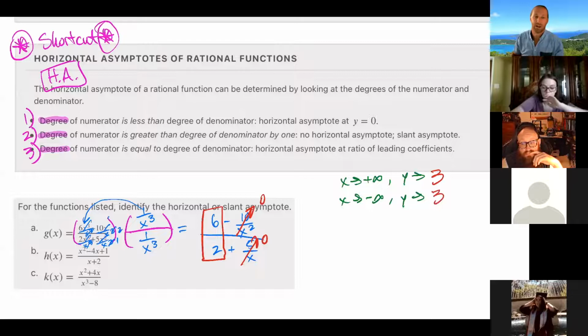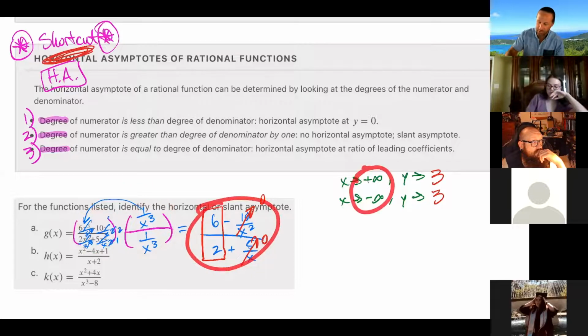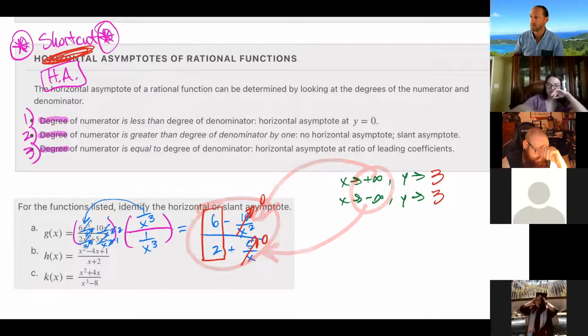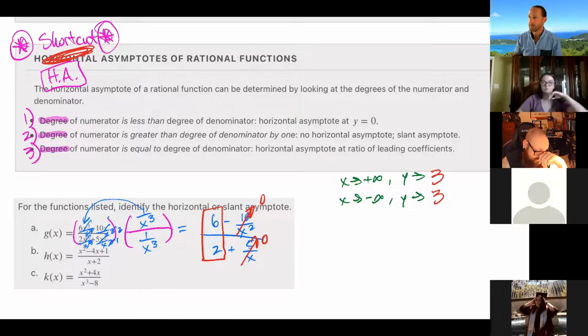So that means I don't ever want to do that again. If you want to see it again, rewind this and watch it again. Okay? Because I want a shortcut. I don't want to have to multiply by this fancy one and do all the dividing and simplifying and then get that and then think about what it would approach when I plug in positive and negative infinities. I want to get there quicker.